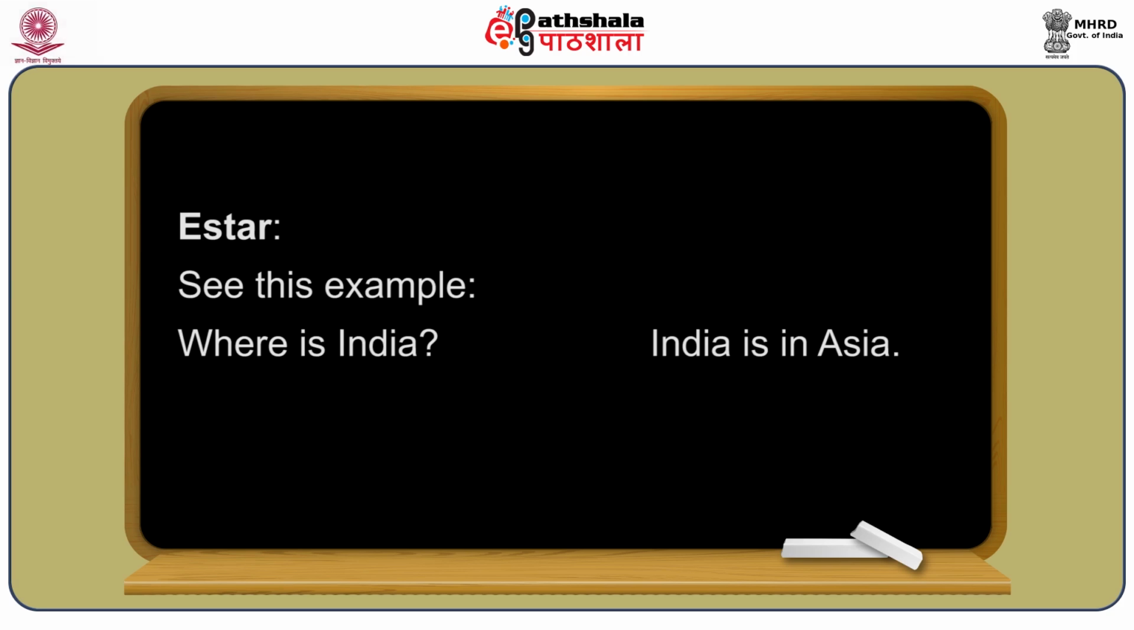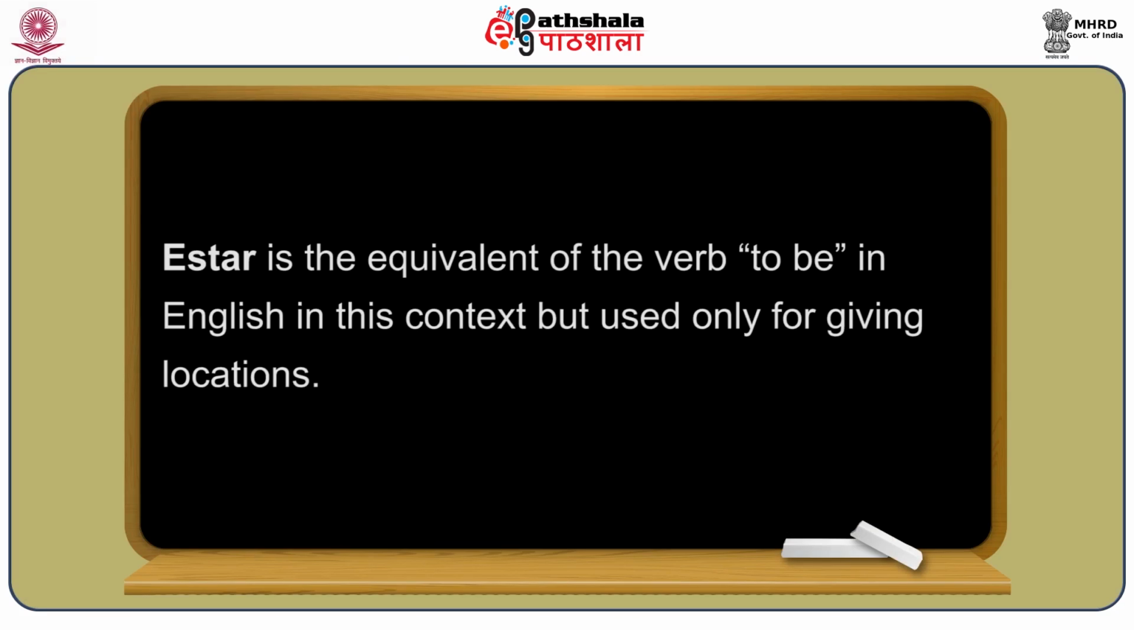And estar is a verb which we have already studied, and also we have revised. And you know that the verb estar is used for stating temporary qualities as well as for the location of an object. For example, if we say where is India, and the answer is India is in Asia. So this, where is India, that is ¿dónde está India?, and India is in Asia in Spanish would be la India está en Asia.